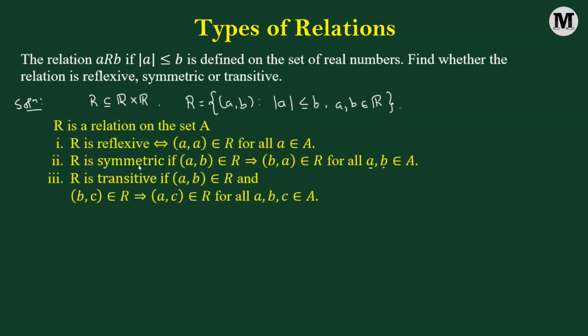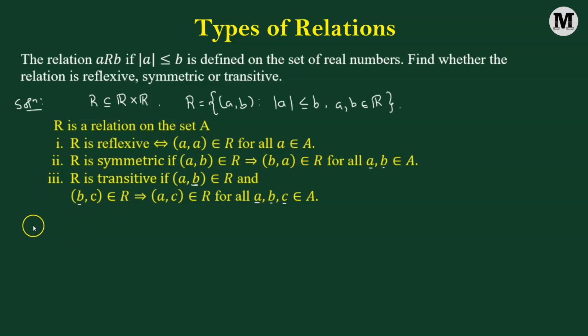Next, R is going to be a transitive relation if the ordered pair (A, B) belongs to R and we have another ordered pair (B, C) belonging to R, this implies that the ordered pair (A, C) belongs to R, for all A, B, and C belonging to the set A. Now, while choosing the two ordered pairs (A, B) and (B, C), we only have to make sure that the second element of the first ordered pair (A, B), which is B in our case, matches the first element of the second ordered pair (B, C).